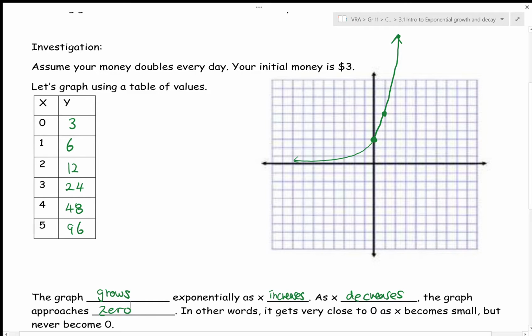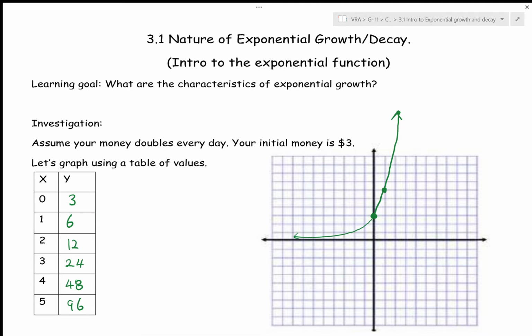Hi guys, this is 3.1. This is the intro to exponential growth and decay, meaning it's just an exponential function. So it's the basics of the exponential function today. The learning goal is to know the characteristics of exponential growth or decay. They're basically the same, but one works in the opposite way.